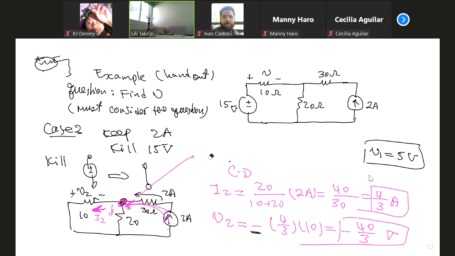Now, let's go back to the original problem. What was the question in the original problem? What's V? We divided into 2 cases, V1 plus V2. So V, when both sources are acting together, is equal to 5 volts minus 40 divided by 30, and then you simplify. That's superposition. I'll do another problem from the textbook, but do you have any question before I do another problem from the textbook?